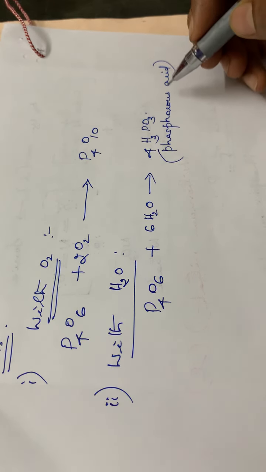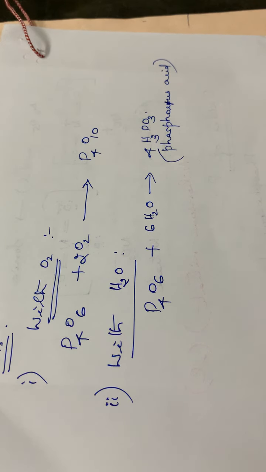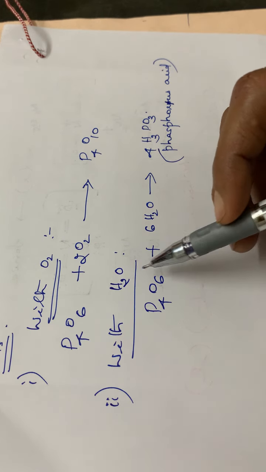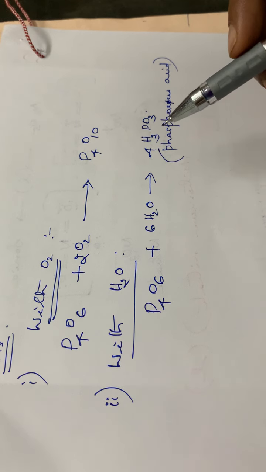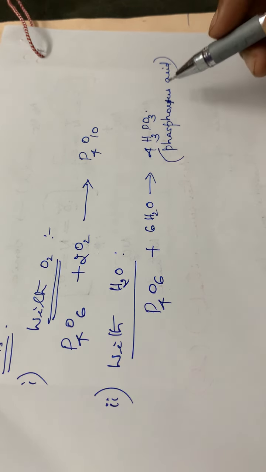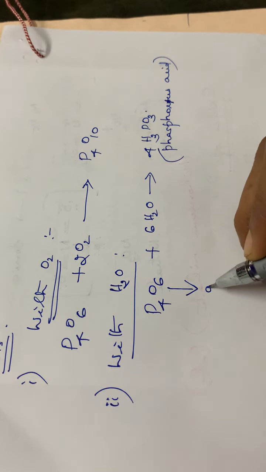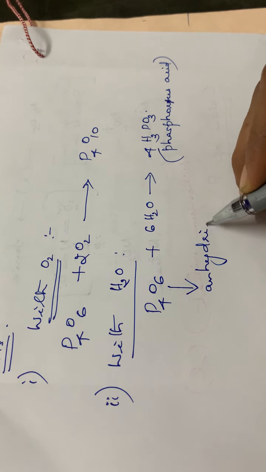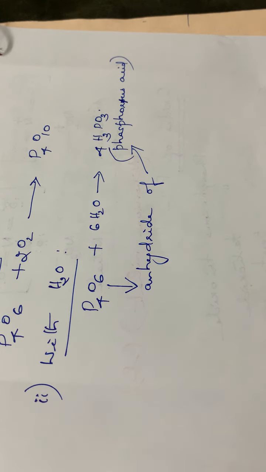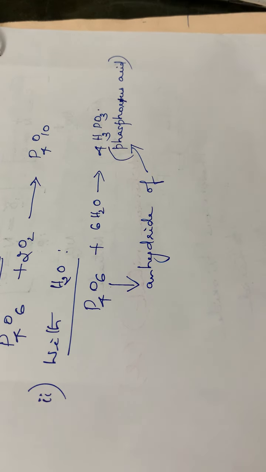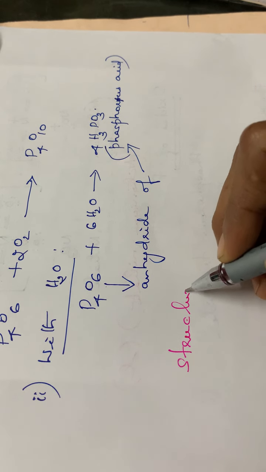H3PO3 is phosphorus acid. There is no O here, only U. Okay, phosphorus acid. So this reaction with water means it will be reacting with water to give phosphorus acid. Therefore we can say that this P4O6 is the anhydride of phosphorus acid. Then the next is the structure of phosphorus trioxide.